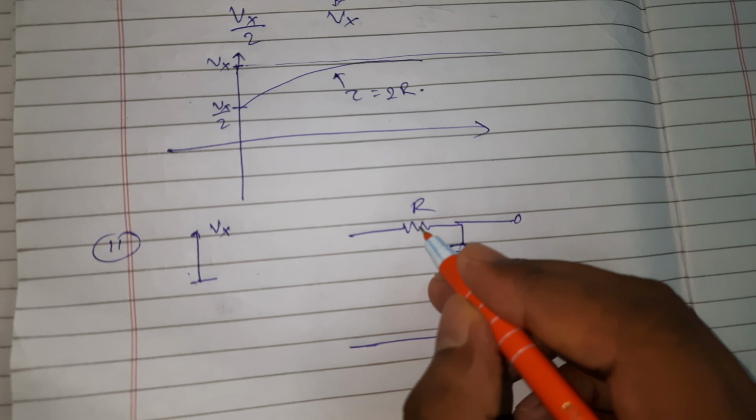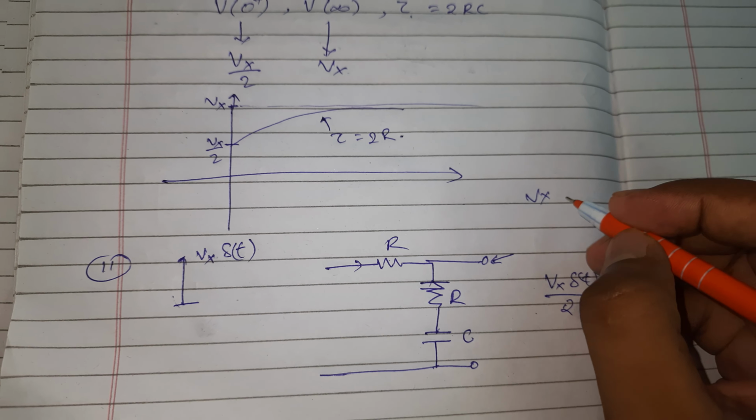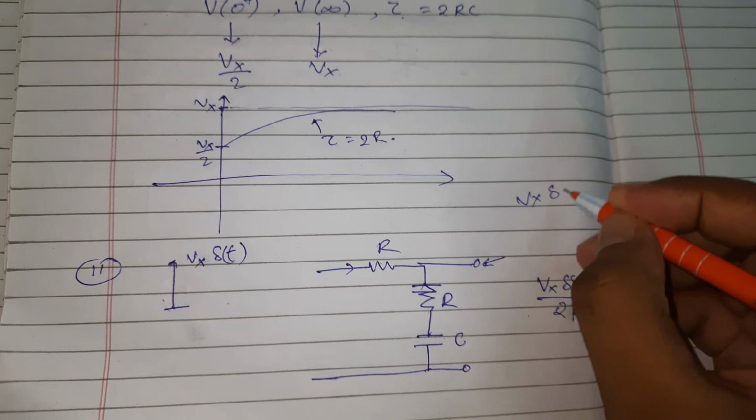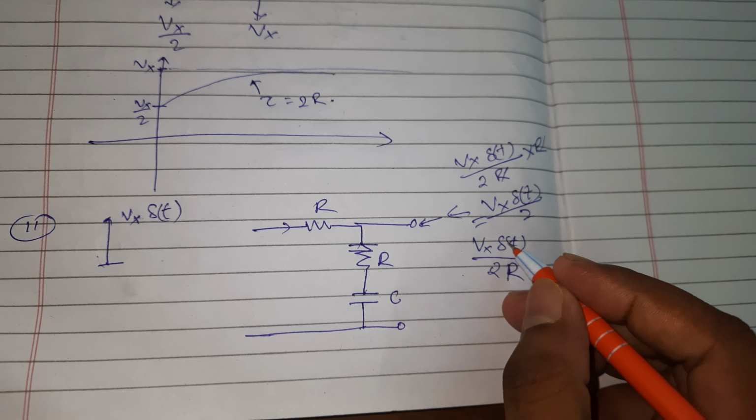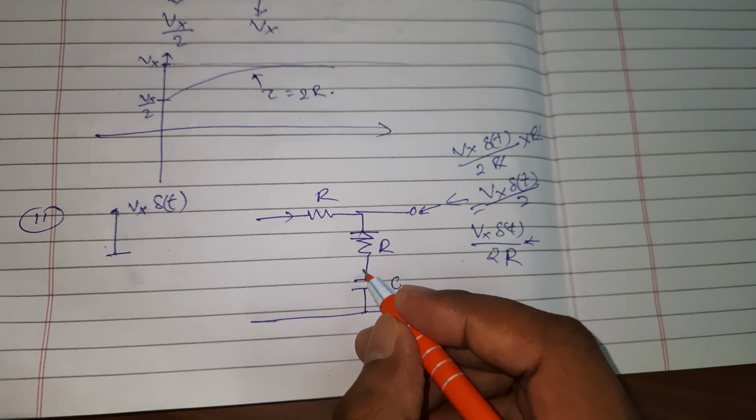And the voltage across this resistor will be Vx delta t by 2R into R. So R will cancel, and it is Vx delta t by 2. It will be the voltage at 0 plus. So when an impulse current flows through this capacitor, it will get some positive charge and some voltage will be developed across this capacitor. So let us see what amount of voltage will be developed across this capacitor.